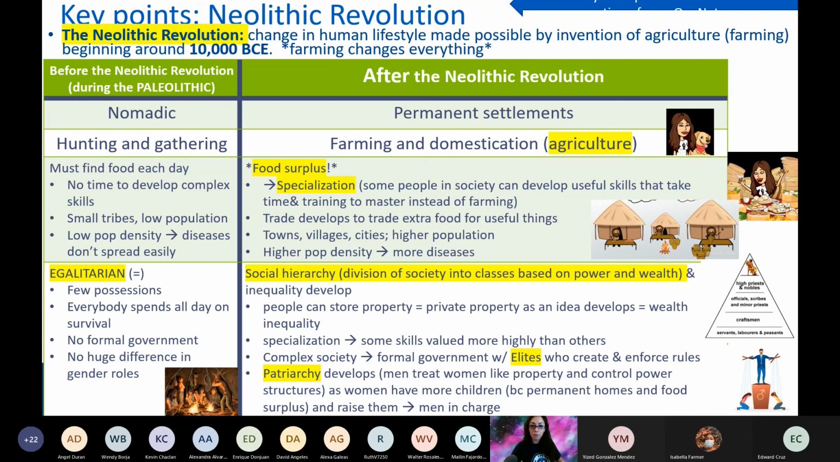And as some of you rightly predicted in the Do First, a higher population density also comes with the downside of more disease. So as we're learning, the more people you put together, the faster you're going to get disease spread.